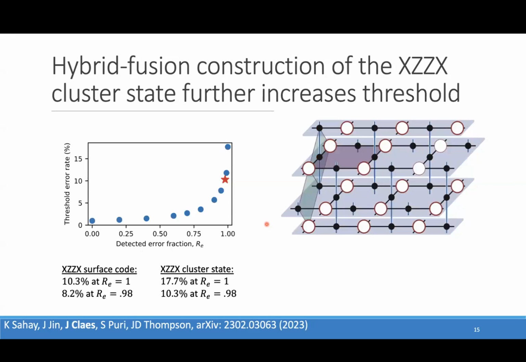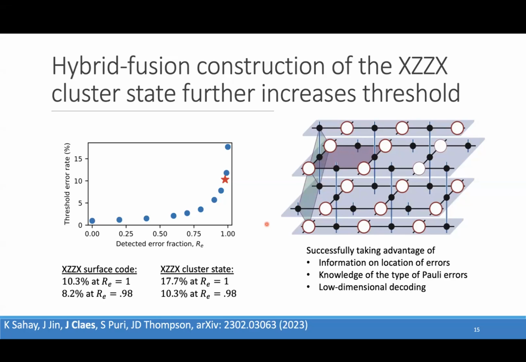And if we just do this numerically, what we see is that the XZZX cluster state, if we have all biased erasures, we get a threshold of 17.7% against these erasures, which is probably the highest threshold against any sort of error under circuit level noise. If we go to a more realistic regime of having 98% biased erasures, we still have a threshold of 10.3%. So we're beating the surface code in both cases. It's a little bit more involved to realize it, but in both cases, we can correct more errors.